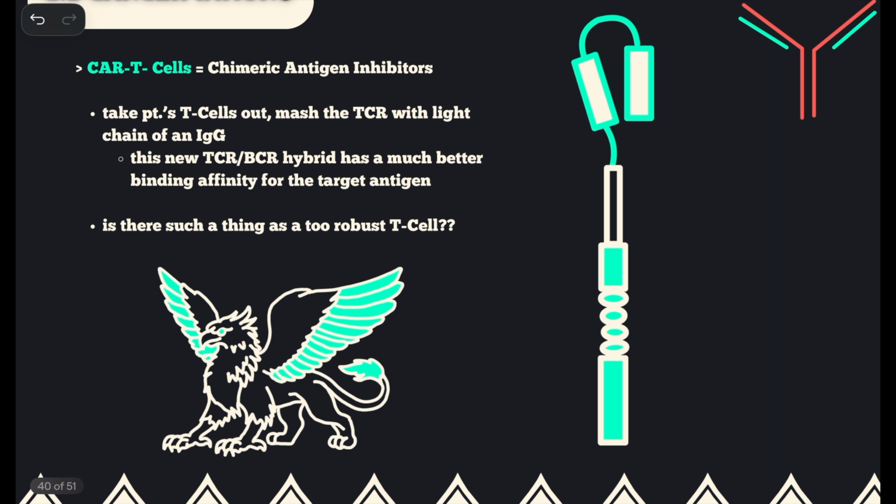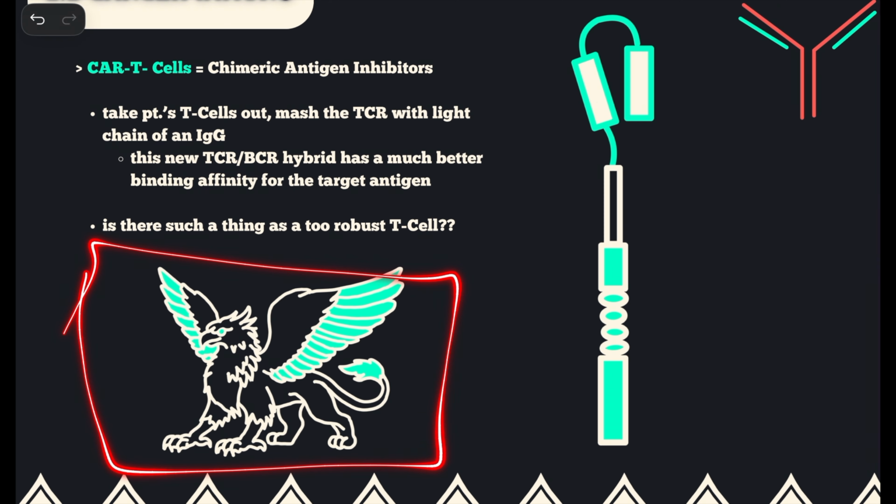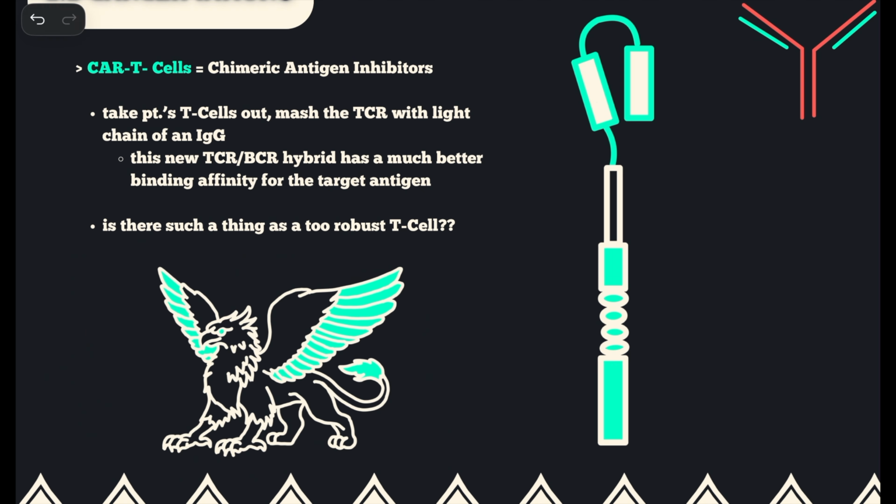So now I have a CAR T cell that has really potent binding affinity as well as excellent intracellular messaging. So the TCR-BCR combo is amazing. That's why I have the griffin down here, combo of a lion and an eagle. Get the best of both worlds. Now, is there such a thing as a too robust T cell? Something to think about. Absolutely. Absolutely.